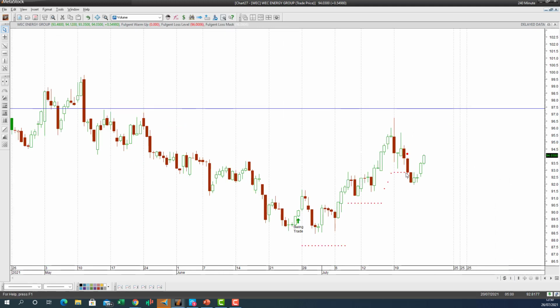Swing trade upside, and it got out of that swing trade, so the trade's been reversed on an end of day basis. So there we go.